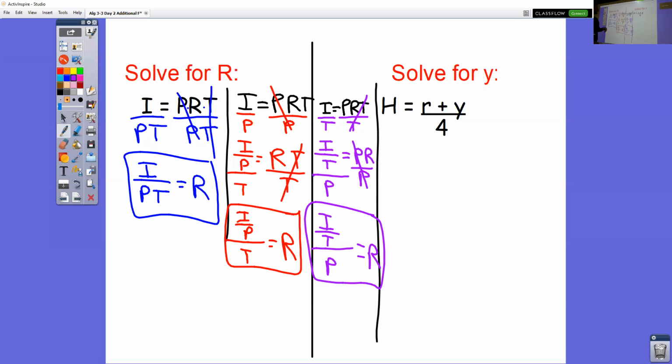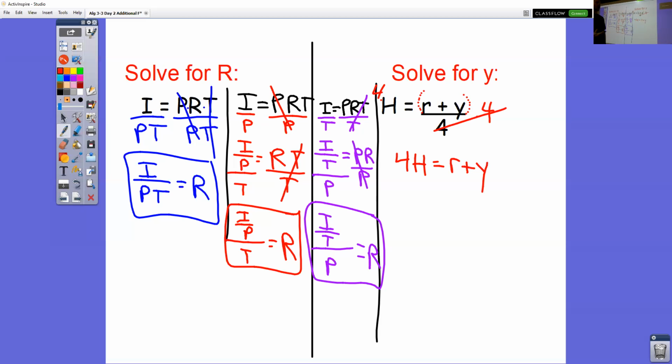Take a look at the next one. In the next one, we want to solve for Y. Now, there is really technically an invisible set of parentheses around this top part of the fraction. So what you need to do first is you need to get rid of this divided by 4 first. You get rid of the divided by 4 by doing times 4 and times 4. So then we would have 4h equals r plus y.